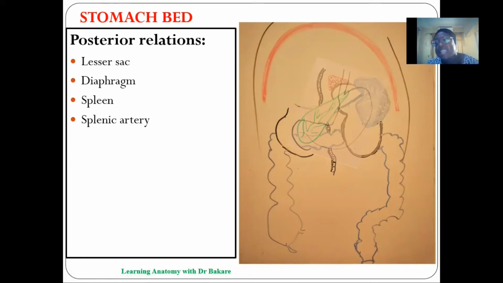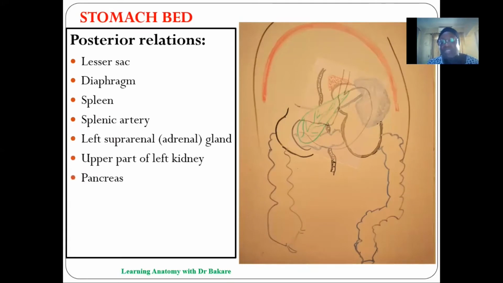Then we have the spleen. This is the spleen. The spleen is located behind the stomach. We have the splenic artery, which is a branch of the celiac trunk that extends to supply the spleen. So the splenic artery will also form part of the posterior relation of the stomach.